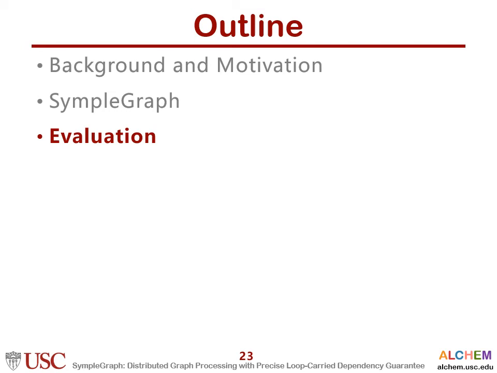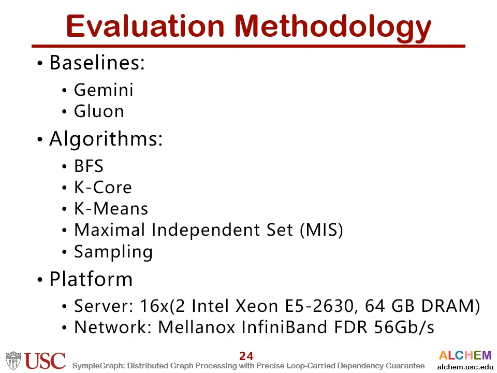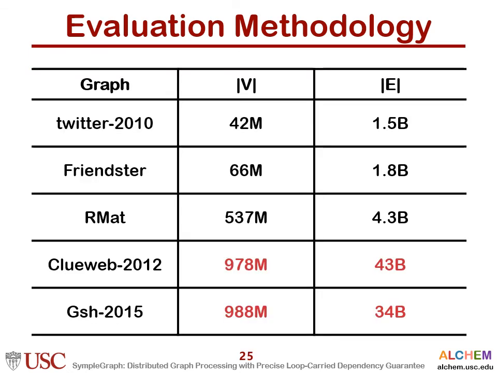The last part is evaluation. We compare our system to two state-of-the-art distributed graph processing frameworks, Gemini and Gluon, and we tested 5 algorithms that have the property that I is not a homomorphism. These are very basic and widely used algorithms, like BFS, K-core, K-means. We also tested many graphs, including very large graphs.